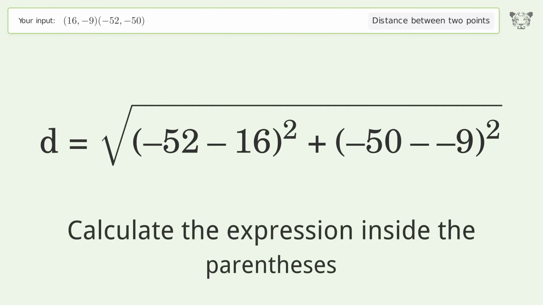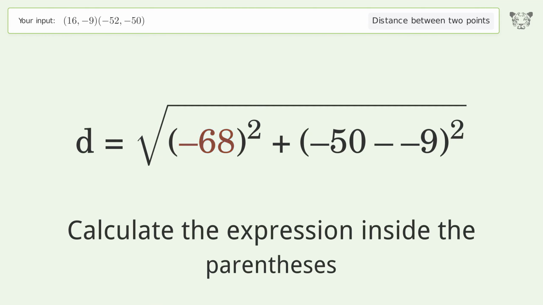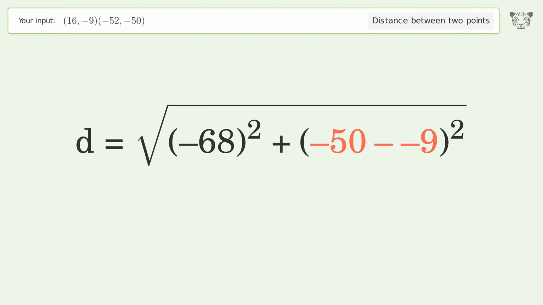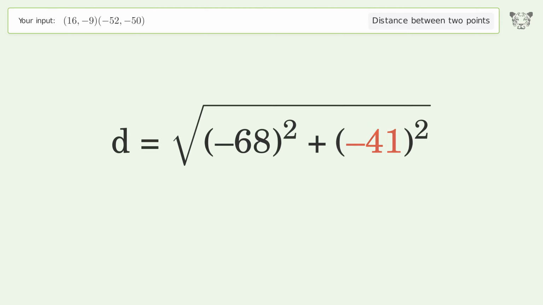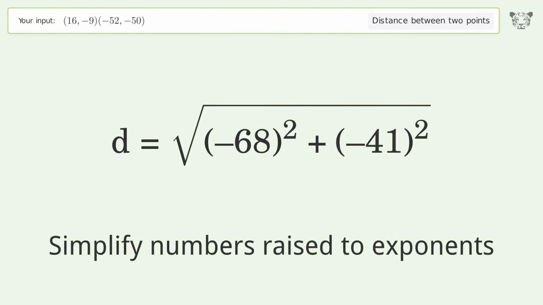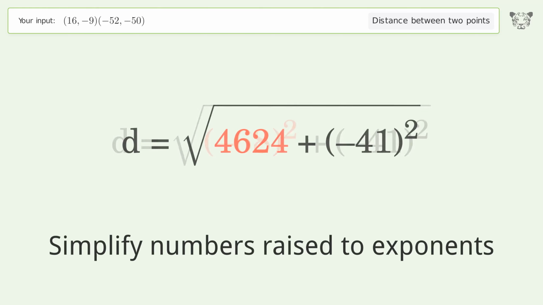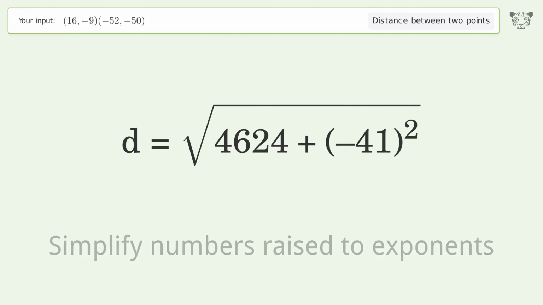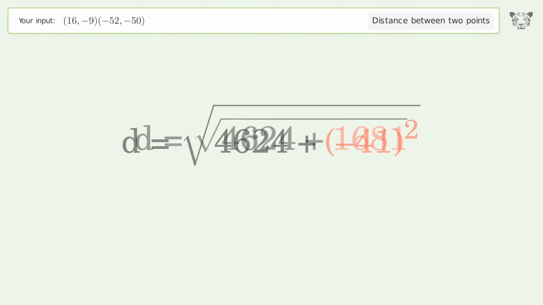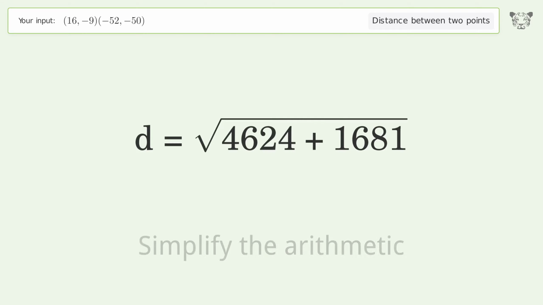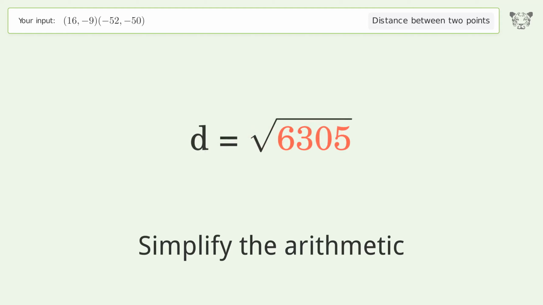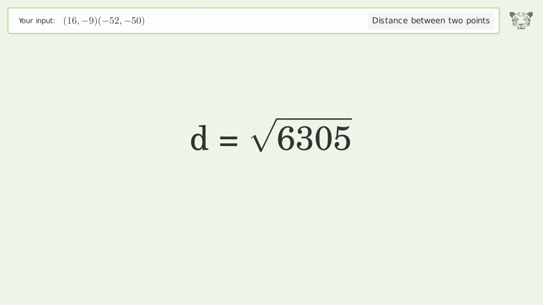Calculate the expression inside the parentheses. Simplify numbers raised to exponents. Simplify the arithmetic. And so the distance between the 2 points is the square root of 6,305, or 79.404.